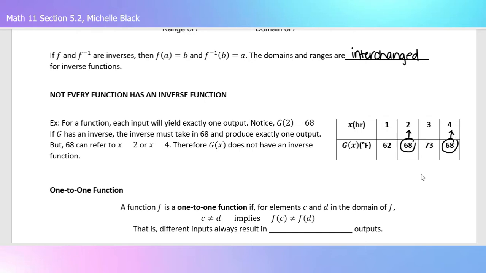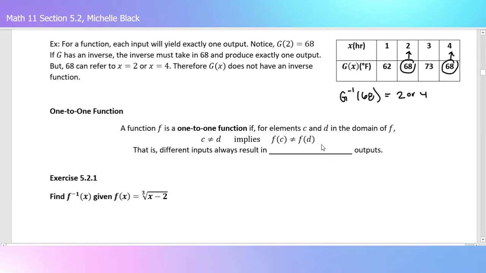So your inverse function uses the range as its domain and the domain as its range. So if I were to use g inverse of 68, well, here I would get 2 or 4, and that's a problem because if I'm a function, I should only get back one output for every input. So I should just get back 2, or I should just get back 4. Since I have two different answers for the same input, this is not a function, which means that my g of x does not have an inverse function.